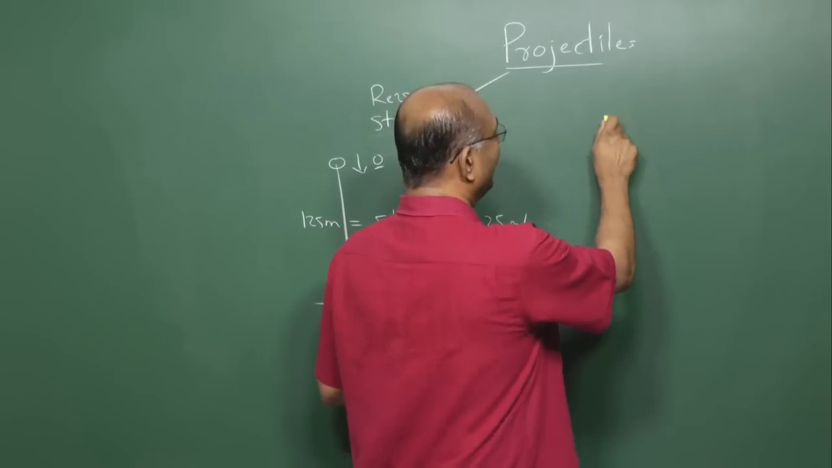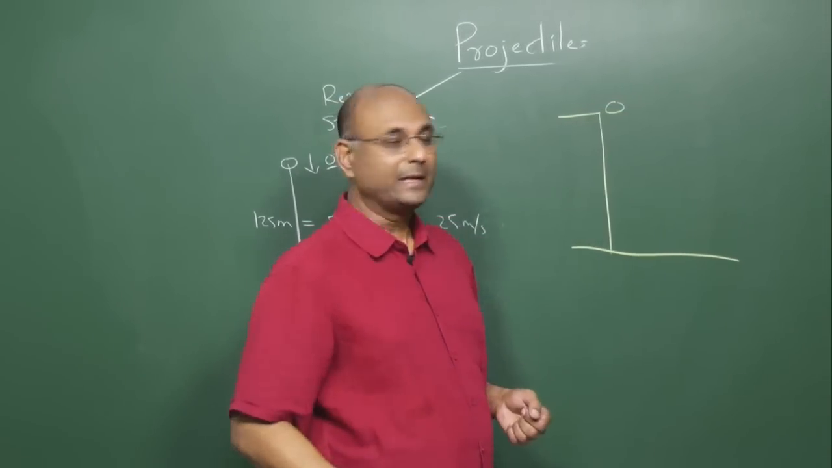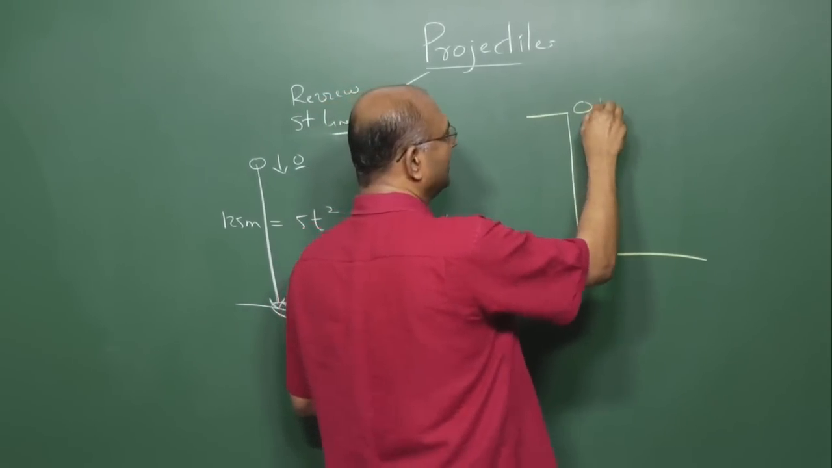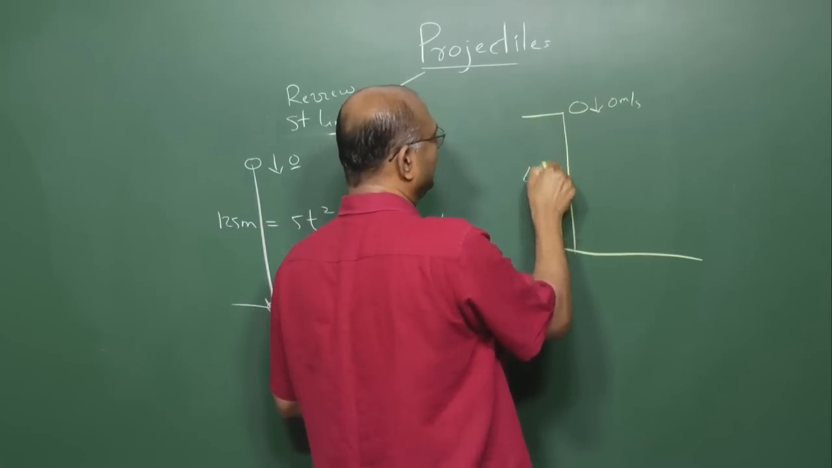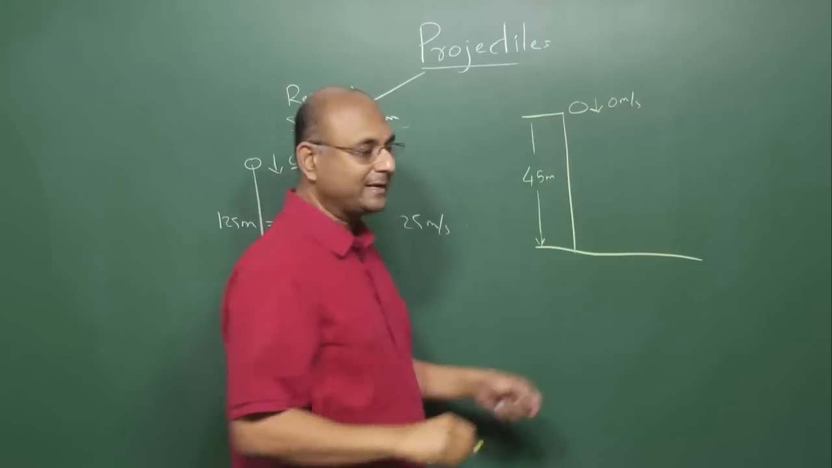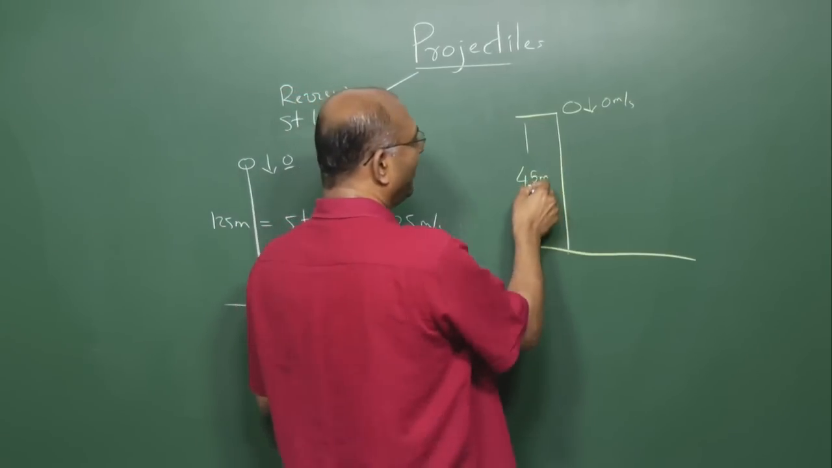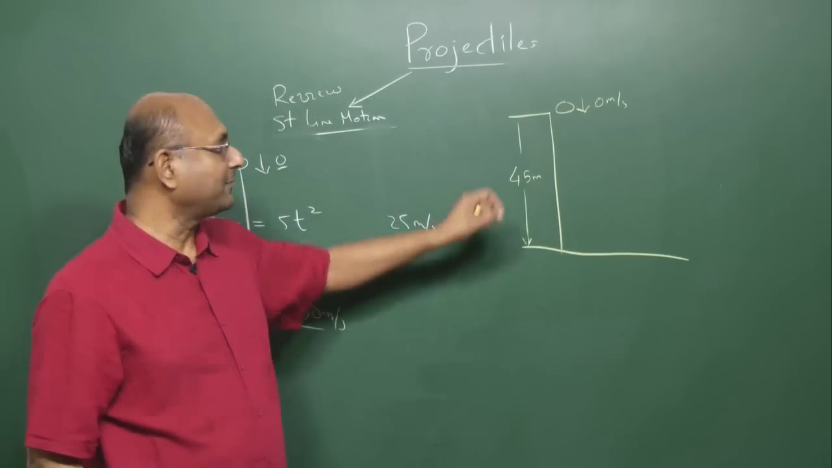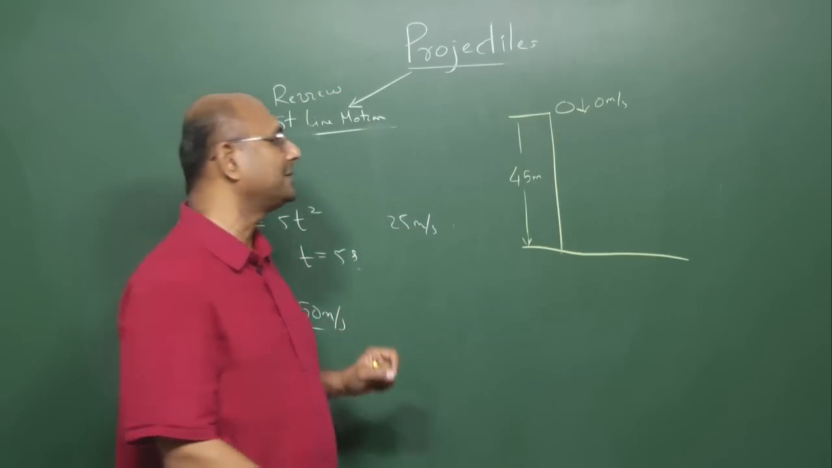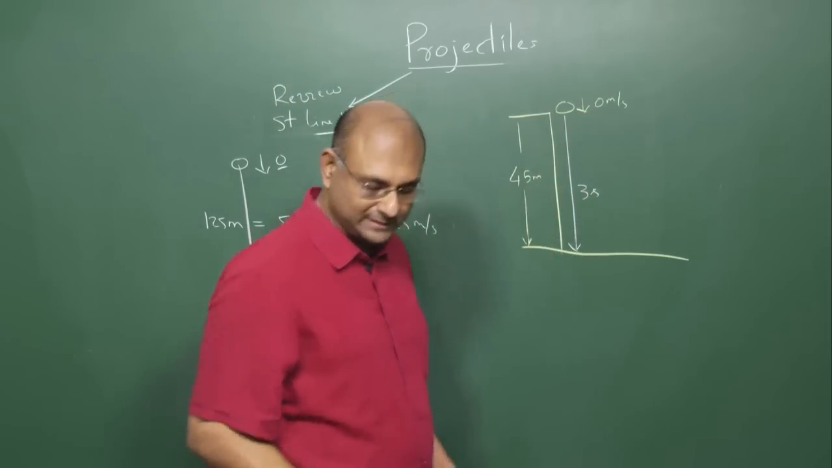Suppose I told you I have a building and I am dropping from the top of the building a ball, so that means its velocity is 0 meters per second. The height of the building is 45 meters. How long will it take for it to hit the ground? So if you look at this question, 45 must be equal to 5t square. So t square must be equal to 45 by 5, which is 9. So t must be 3 seconds. So it will take 3 seconds to hit the ground. So I hope that is clear to everybody.